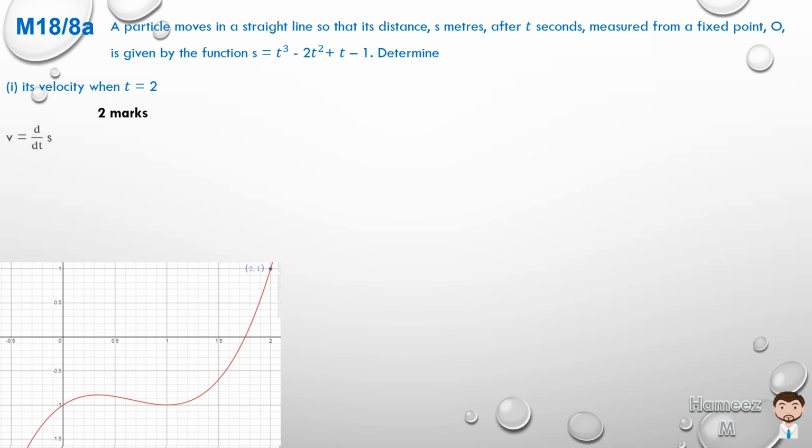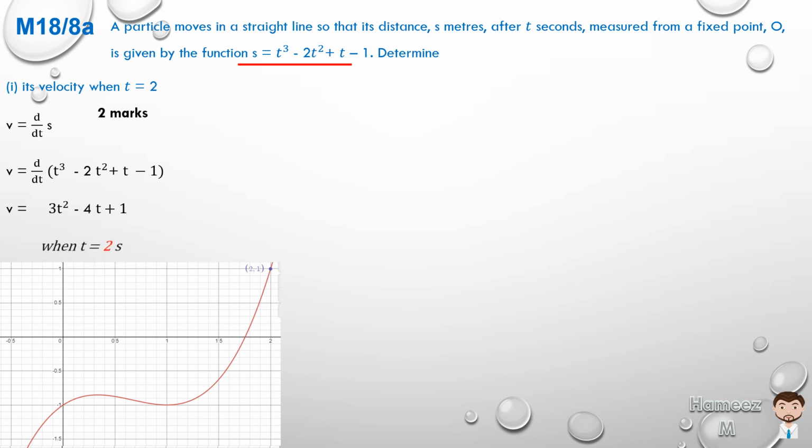So v is equal to ds dt, or the differential of s, and we know s. S is t cubed minus 2t squared plus t minus 1. So we can substitute. So v is equal to d dt of t cubed minus 2t squared plus t minus 1. And if we differentiate that, it will give us 3t squared minus 2 2s are 4t plus 1.